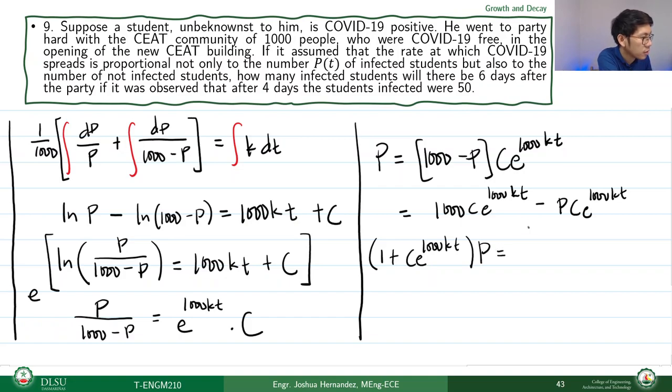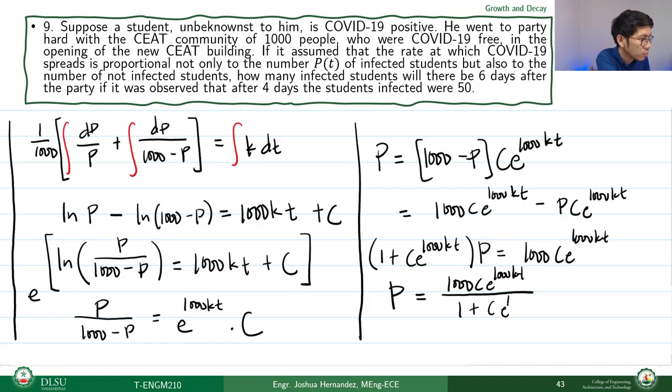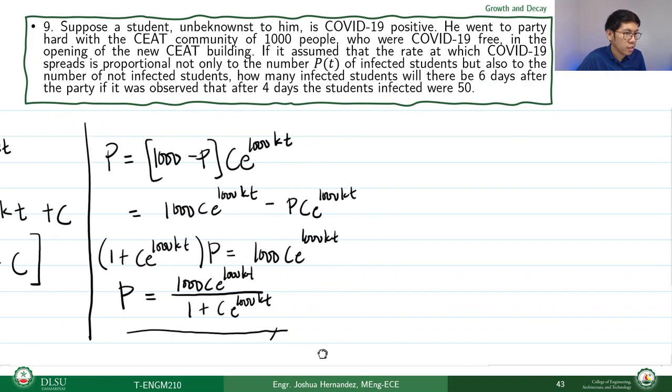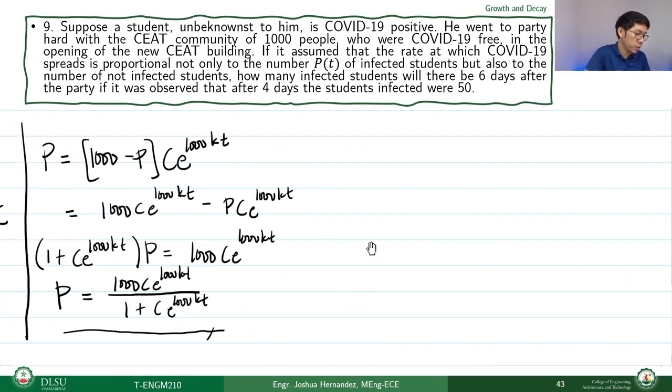P equals 1000 C e raised to 1000 ulit kT. Solving for P, meron na tayong expression na 1000 C e raised to 1000 kT all over 1 plus C e raised to 1000 kT. Ayan. Now that we have our equation, now we have to solve for yung ating dalawang arbitrary constants, which is K and which is C.